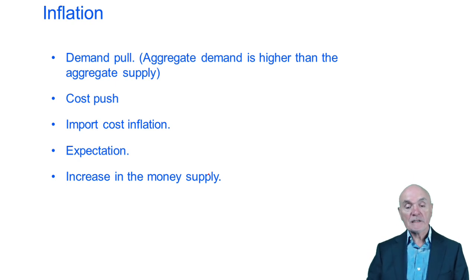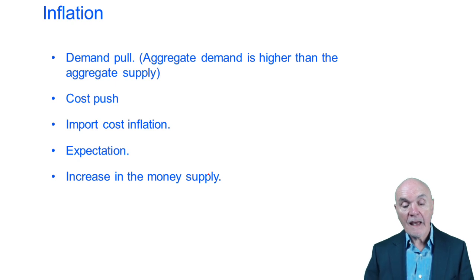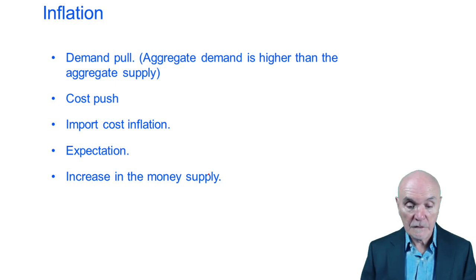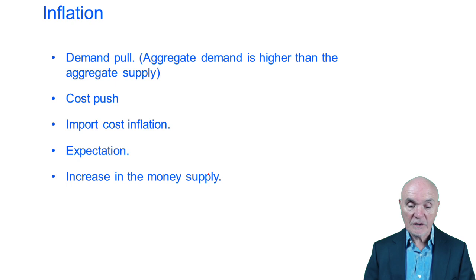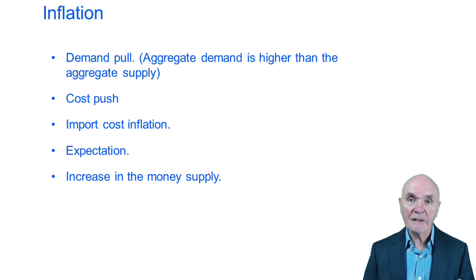Now, inflation is the price of goods going up for no particular reason, and the causes are, as we've talked about, demand pull, where the aggregate demand is higher than the aggregate supply. More goods are demanded than can be supplied, and that competition to buy goods pushes up the price of the goods.